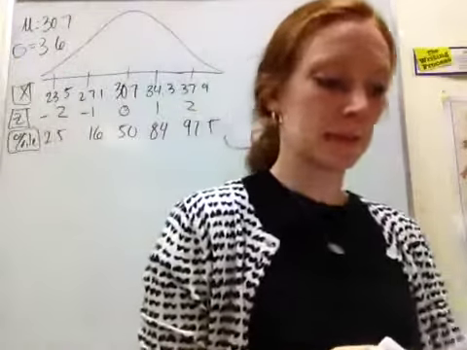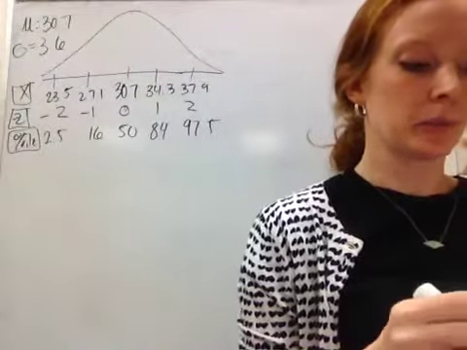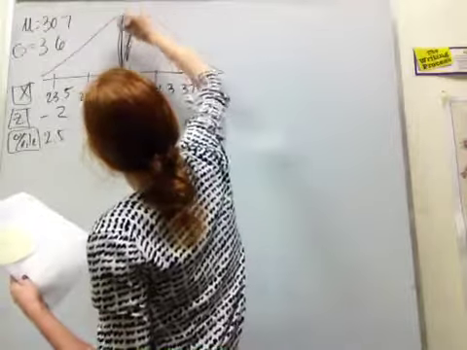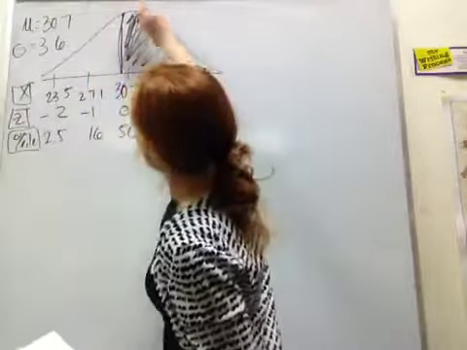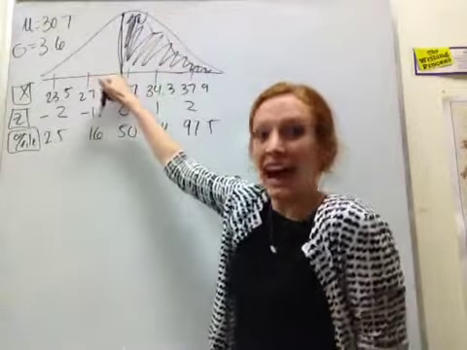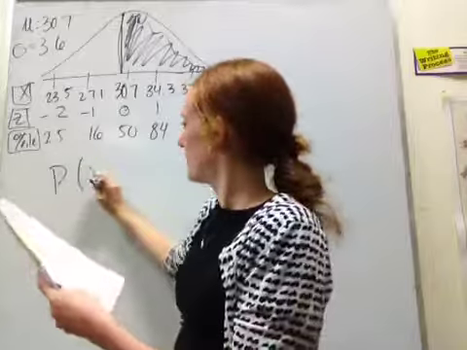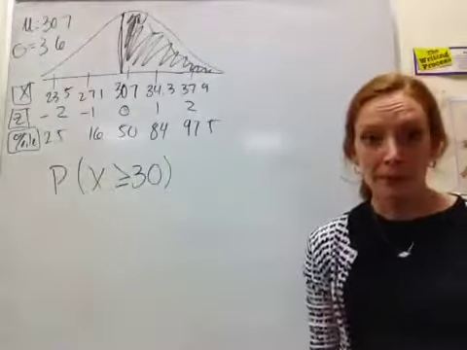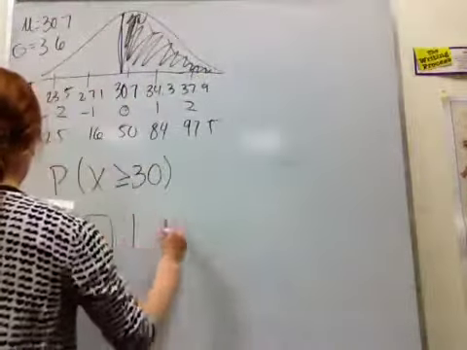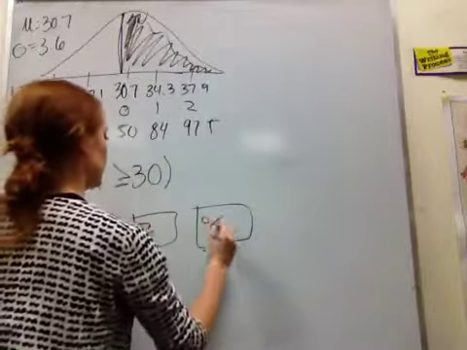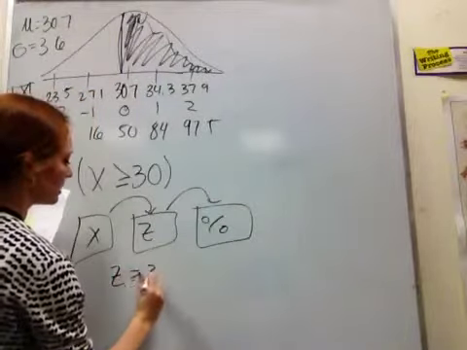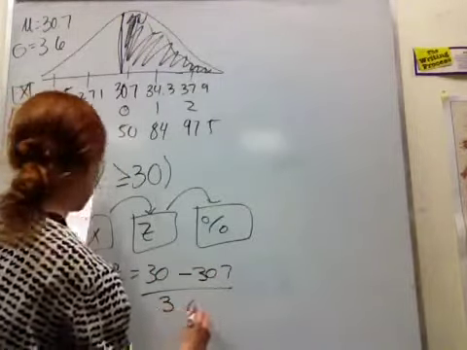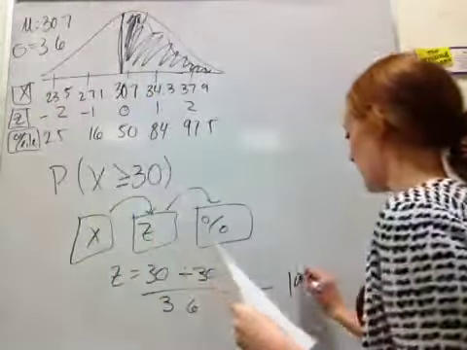And it wants us to find the probability that a randomly selected 3-year-old weighs at least 30 pounds. So we want at least 30, so 30 pounds or more. Looking at our distribution, we could take a guess. It's a little bit below the 50% mark, so the answer is a little higher than 50%. Well, we have to use what we already know. We're going to go from X to Z to percent. We find our Z-score. Z equals 30 minus 30.7 over our standard deviation of 3.6. We get a Z-score of negative 0.1944.